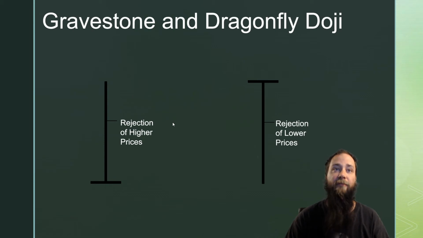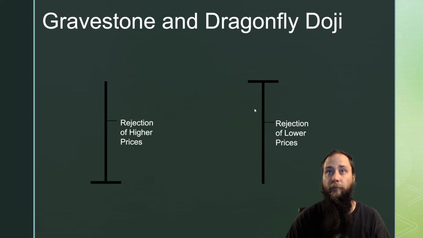Gravestone and Dragonfly Doji. Okay, guys, this means that it opened up right down here, went all the way up here, came all the way back down and closed right where it opened. And this is a rejection of higher prices. A Gravestone Doji.